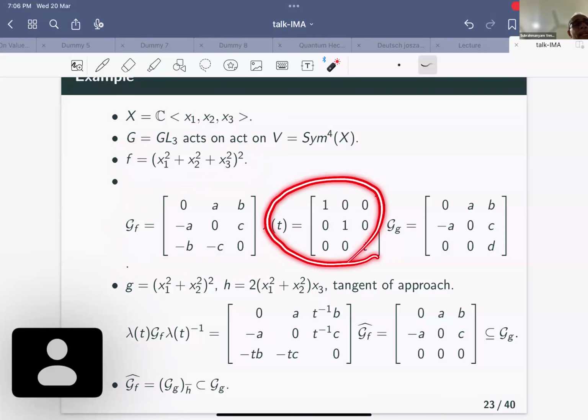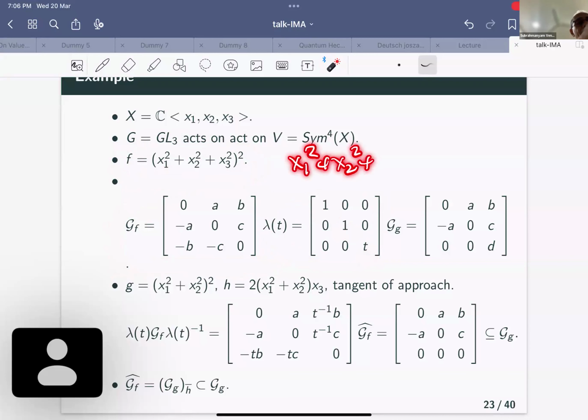Now take this one parameter subgroup. How is it acting? It is keeping x1 as it is, keeping x2 as it is, and scaling x3 by t. So this polynomial is going to go to (x1 squared plus x2 squared plus t squared x3 squared) whole square. That is how this one parameter subgroup is acting on this polynomial. So what is the limiting polynomial? The limiting polynomial is (x1 squared plus x2 squared) whole square, because this is fixed and this is going by t squared. In the limit, as t goes to 0, this term will vanish and I'll be left with these two terms squared. That's what G is.